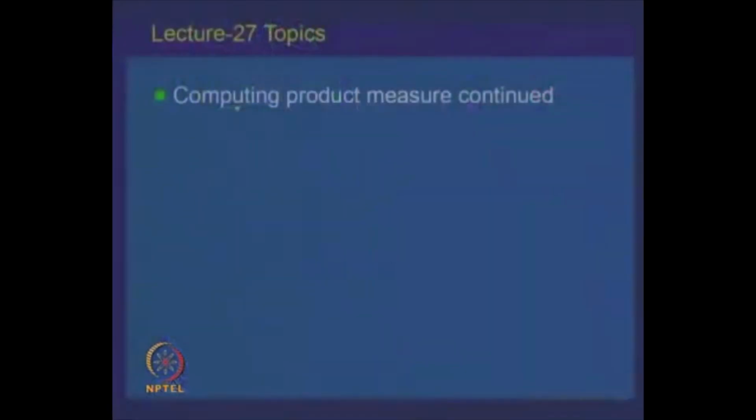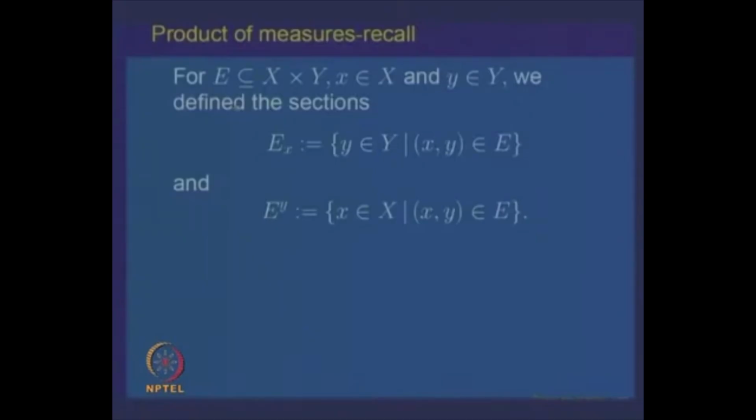In the previous lecture, we had started looking at how to compute the product measure of a set in the product sigma algebra. We had shown part of a theorem, and we will continue looking at the proof of that theorem in this lecture. So, let us just recall what we have been doing. We were looking at computing the product measure, so we will continue that study today.